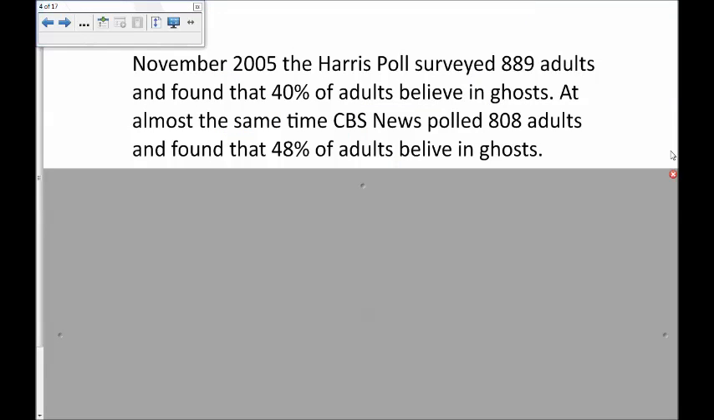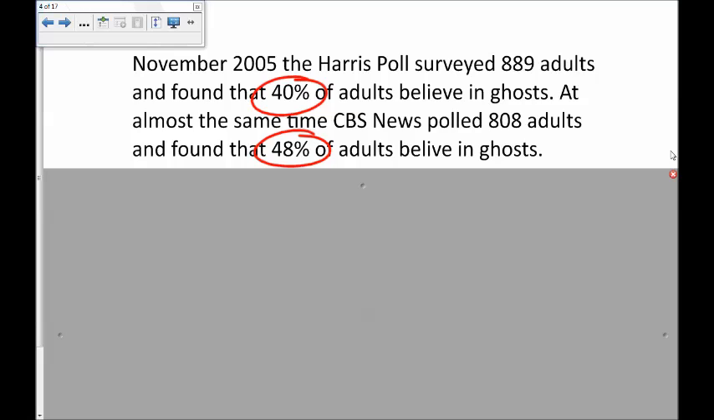In November 2005, the Harris poll surveyed 889 adults, which is a pretty big sample, and found that 40% of adults believe in ghosts. At almost the same time, CBS News polled 808 adults, again a very big sample, and found that 48% of adults believe in ghosts. And we begin to wonder, why is there a difference between these two percents? How can two groups ask the same population the same question and come up with such varied answers?